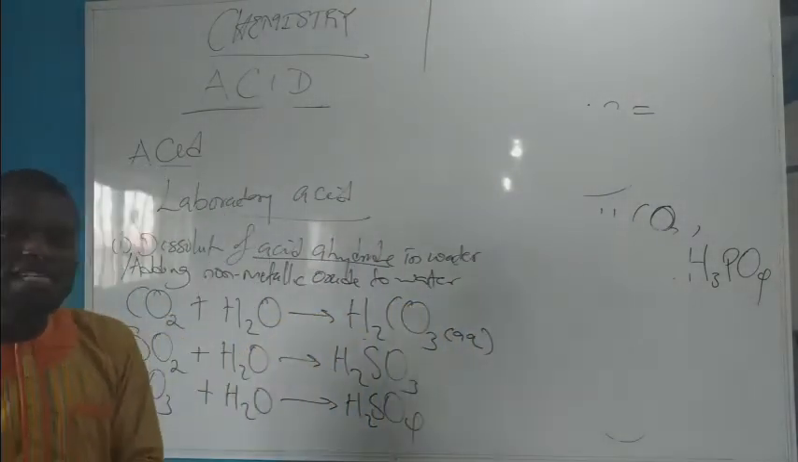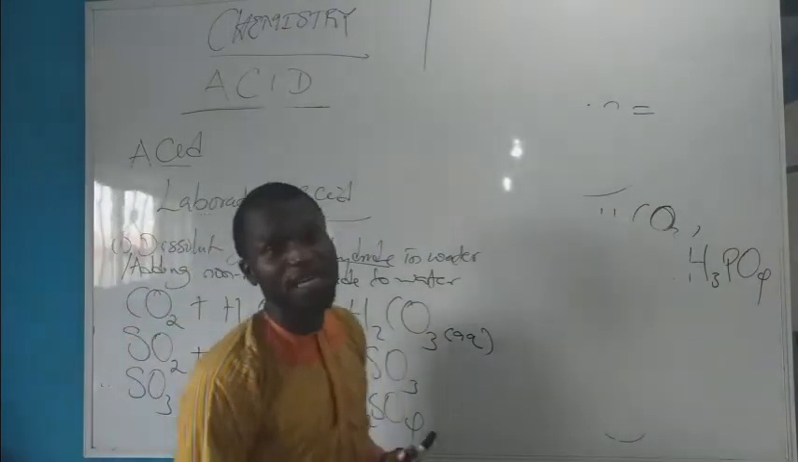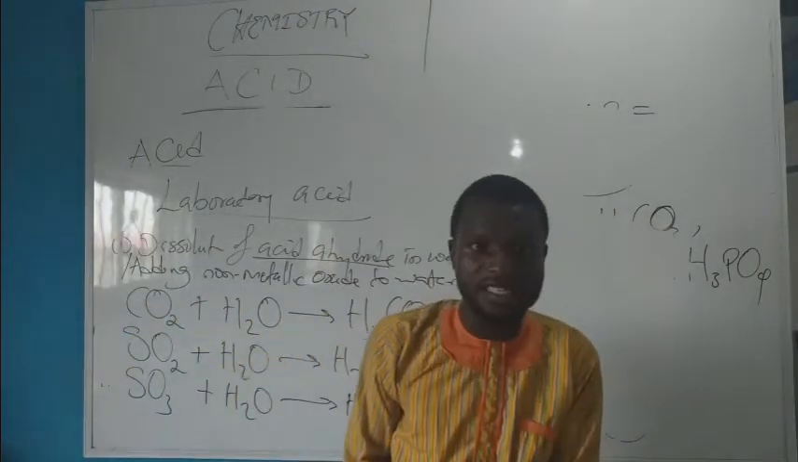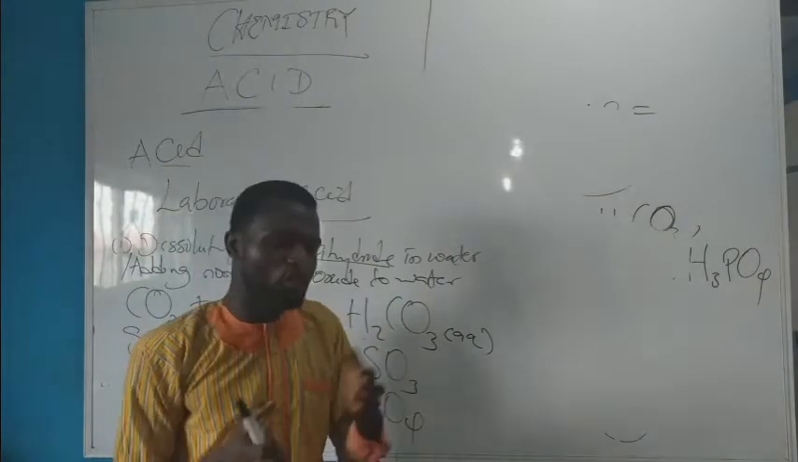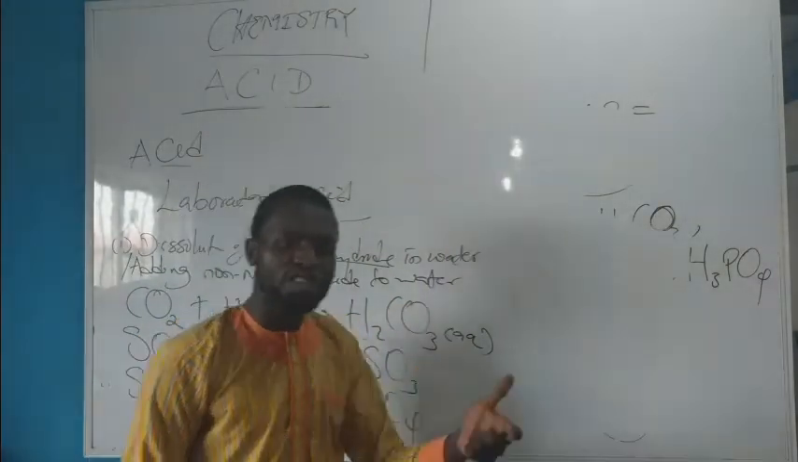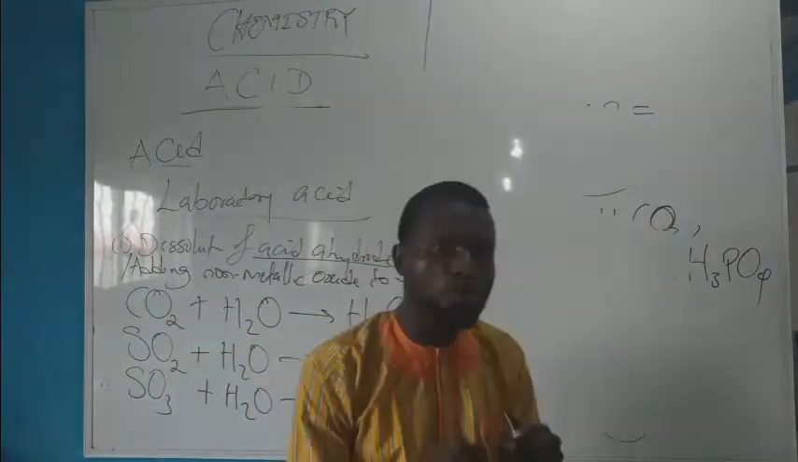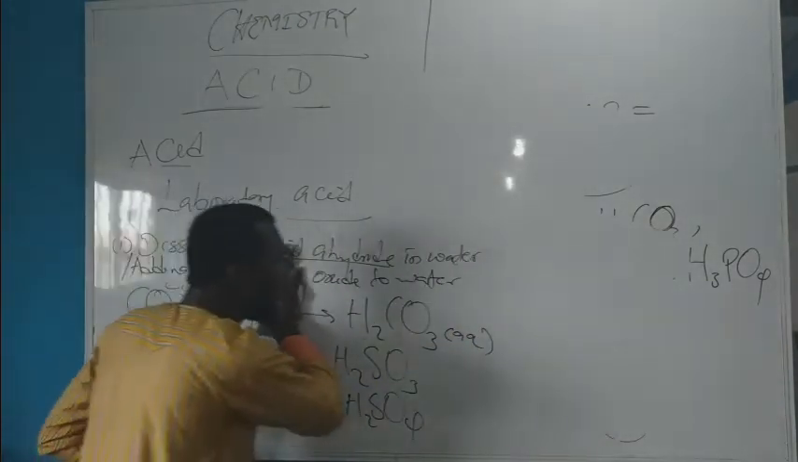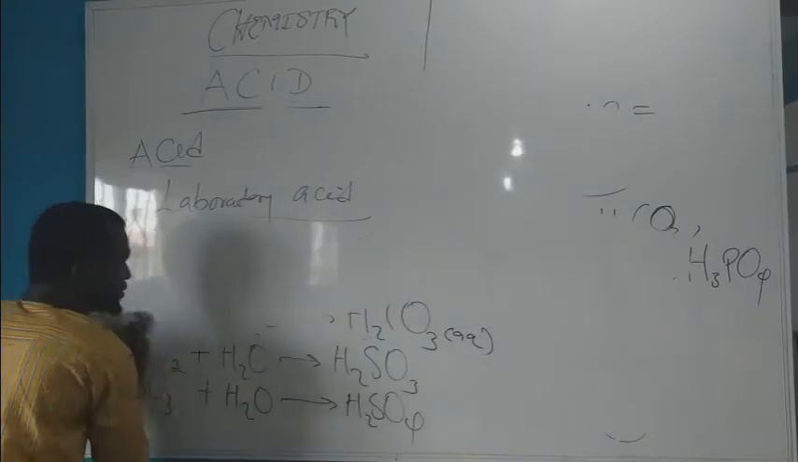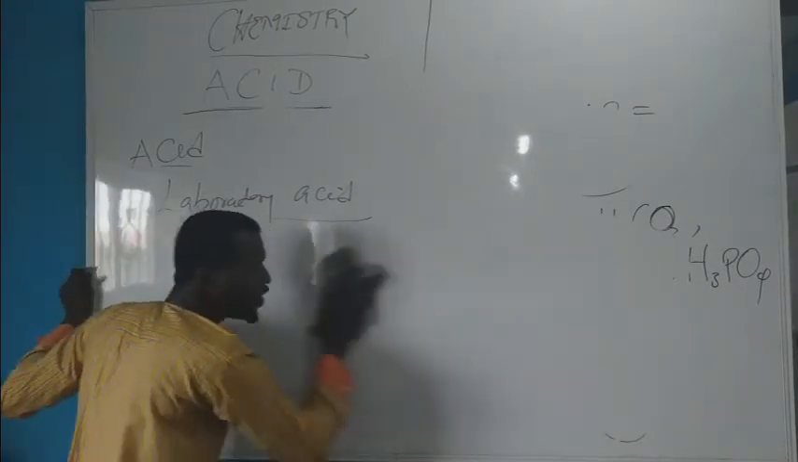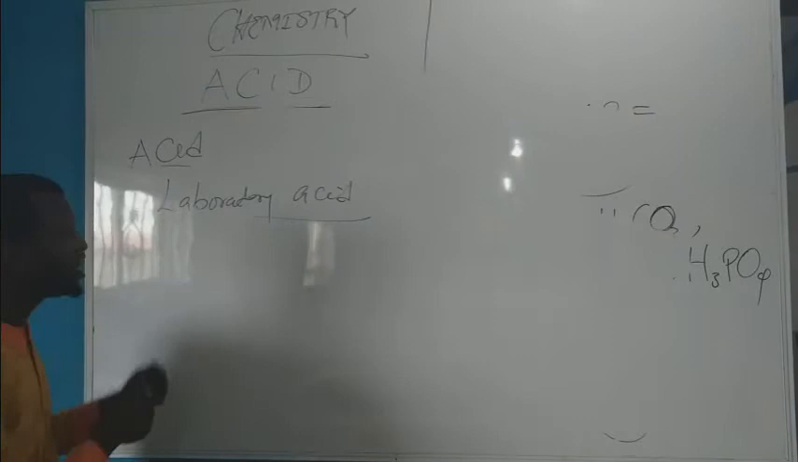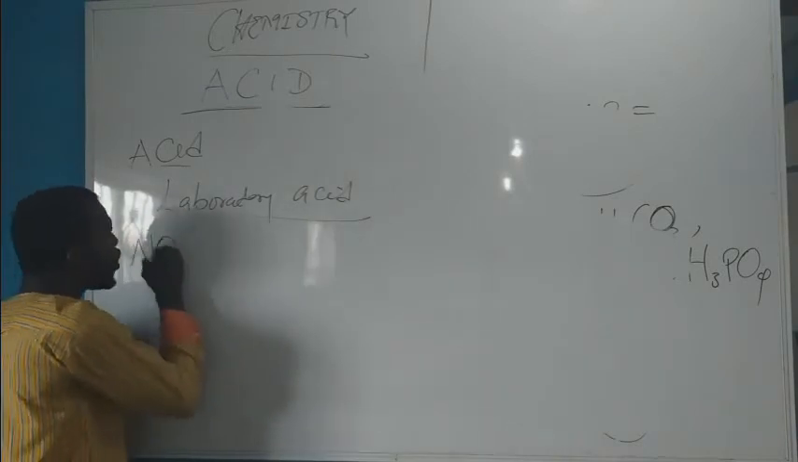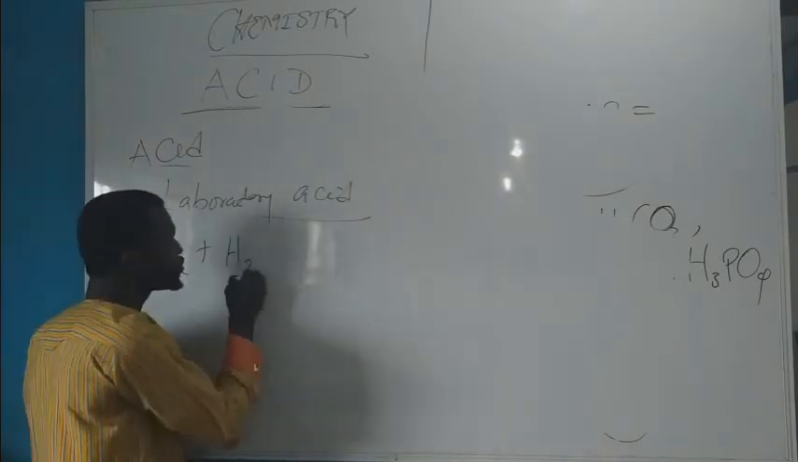However, we have what is known as mixed acid anhydride. What is meant by mixed acid anhydride? Look at the word mixed, which means it is a synthesis of two substances. So mixed acid anhydride is one that dissolves in water to give a mixture of two different acids, as typically exemplified by nitrogen dioxide, or nitrogen 4 oxide, NO2 plus H2O.